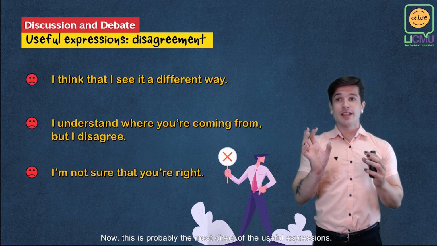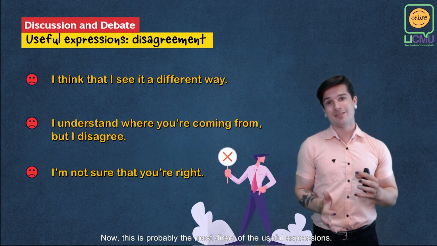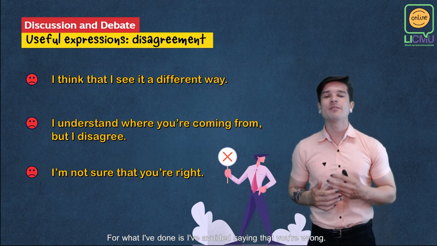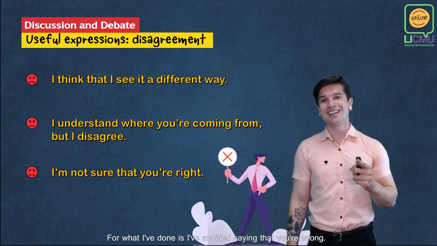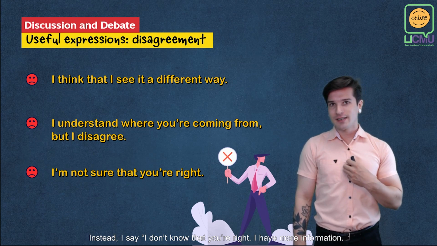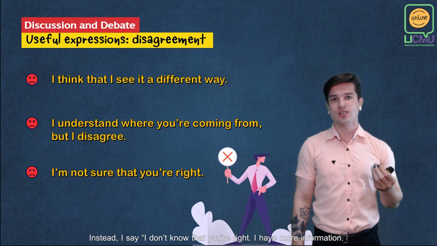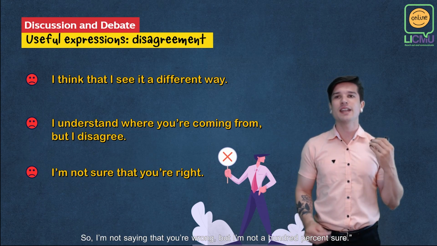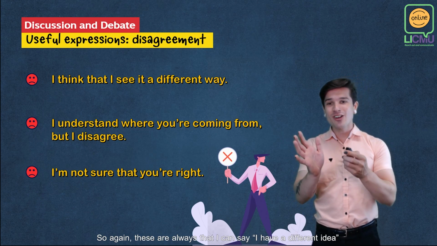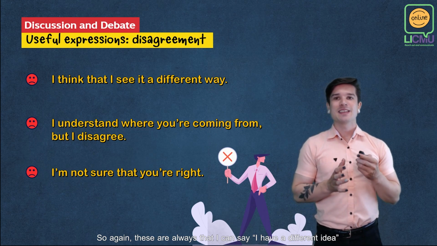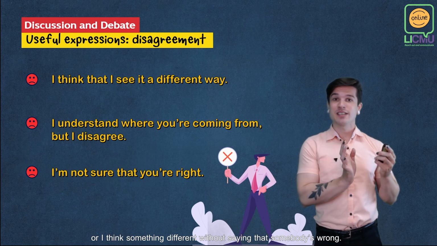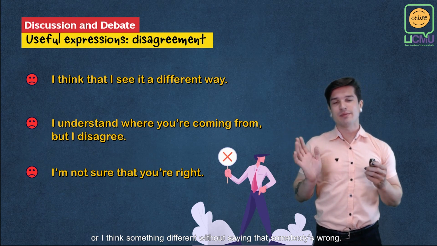Now, this is probably the most direct of the useful expressions. But what I've done is I've avoided saying that you're wrong. Instead, I say, I don't know that you're right. I have more information. So I'm not saying that you're wrong, but I'm not 100% sure. So again, these are all ways that I can say I have a different idea or I think something different without saying that somebody is wrong.